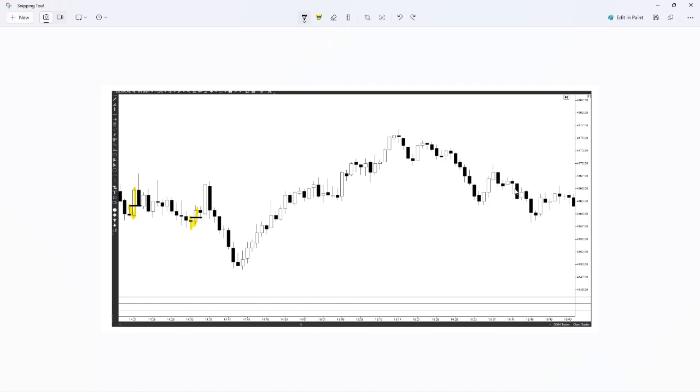Our next setup, you might look at this and think that this is a valid setup, and if this candle was an up candle, I would say that's a reasonable assessment, but remember we want our churn bar to be in the opposite direction of our impulse.